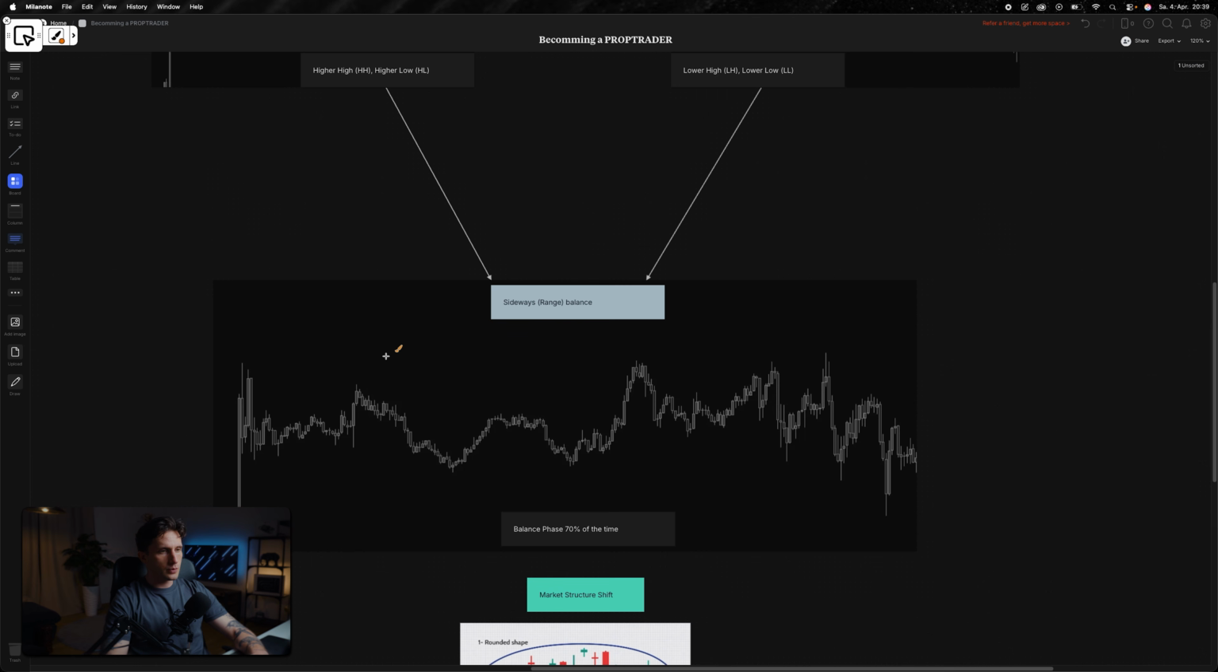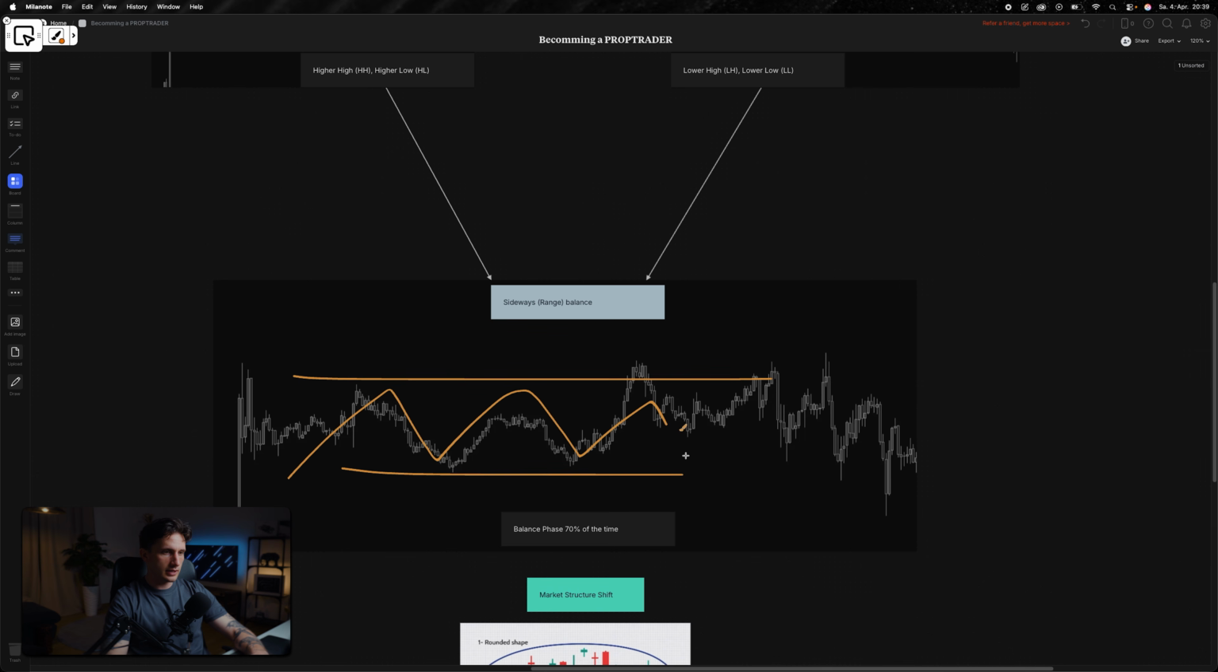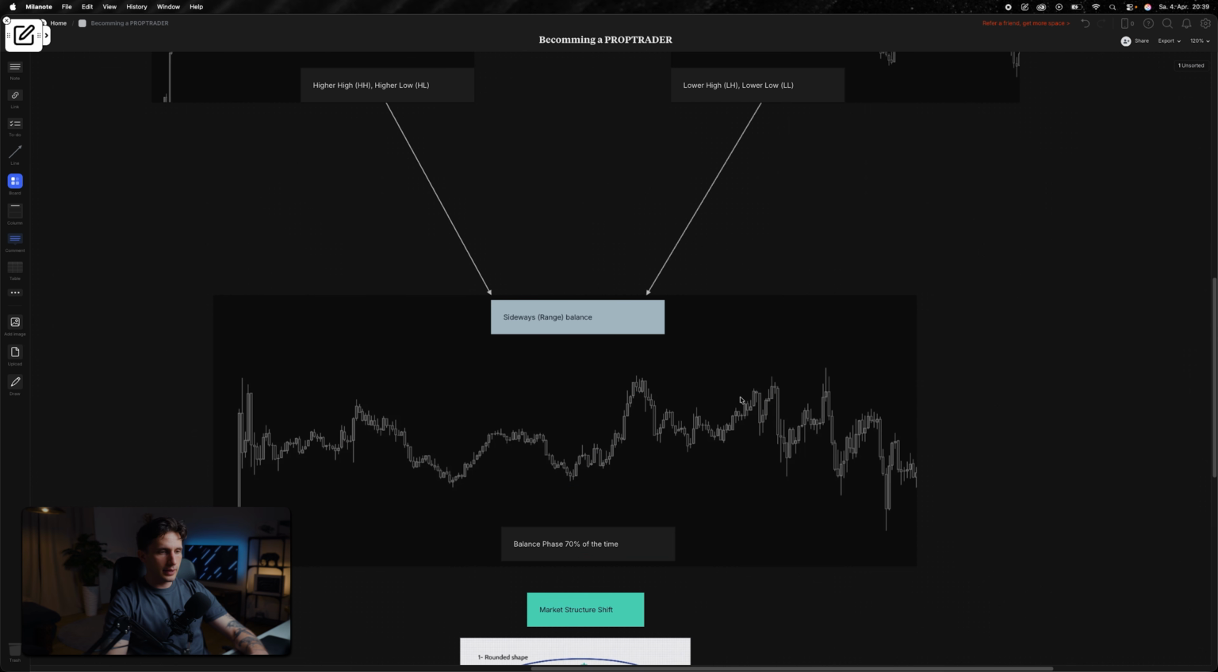So the next scenario right here is just a range, right? So we are just going sideways and we are balanced. The balanced phase is 70% of the time. So now you know that 70% of the time the market just chops around. Now that's all basic stuff right here. You've probably known that before.